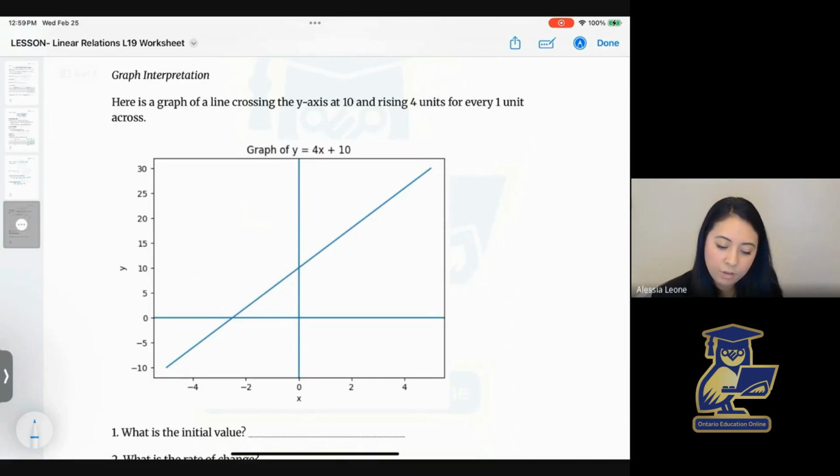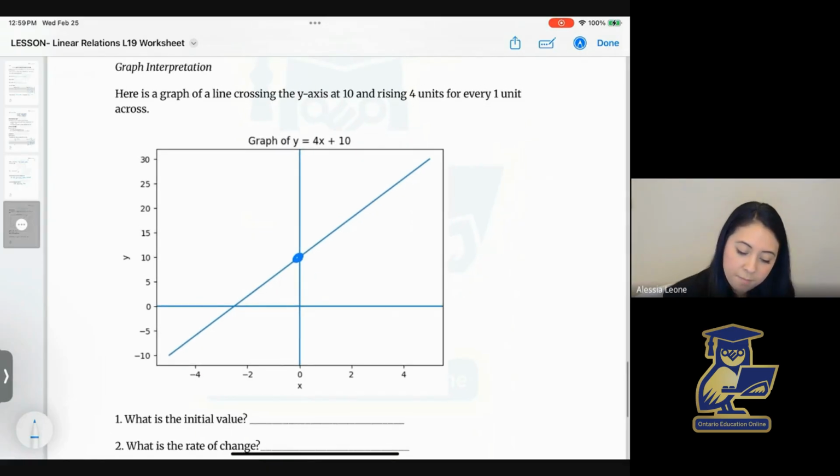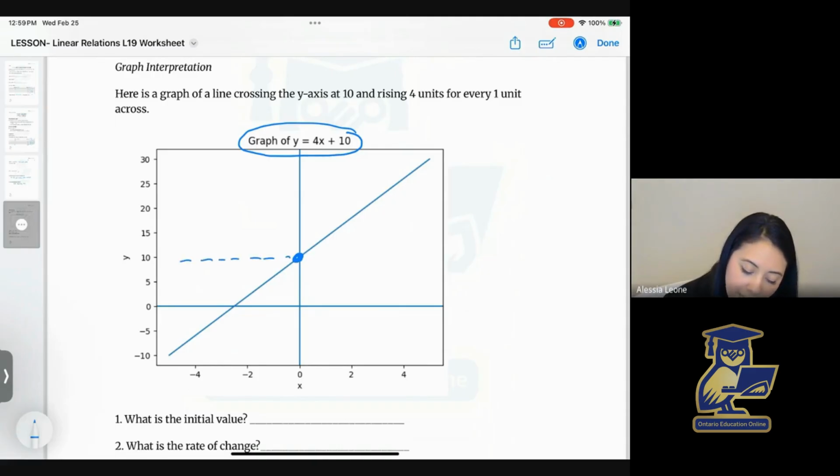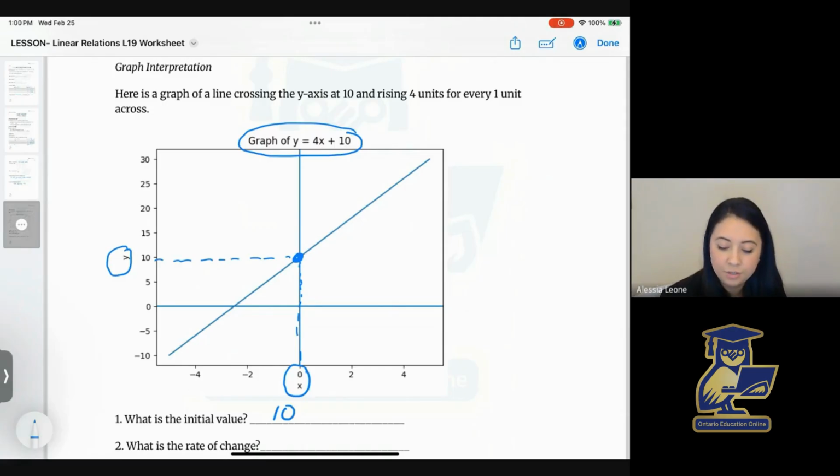Now here's a graph of a line crossing the y-axis at 10. Let me make a little point there. And rising 4 units for every 1 unit across. Up here, it's labeling our line and it's showing us our graph. So what is the initial value? What is y when x is 0? This dot here. Let's see. When x is 0, our y is 10. That's our initial value.